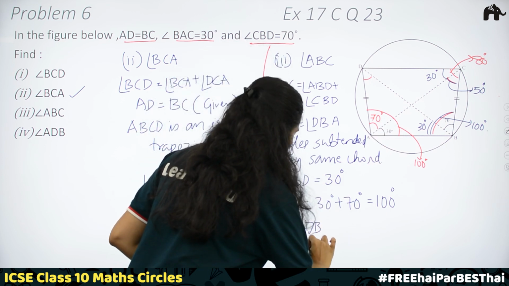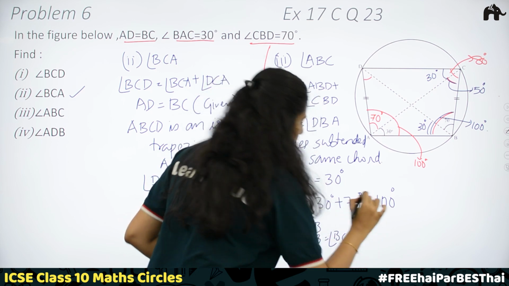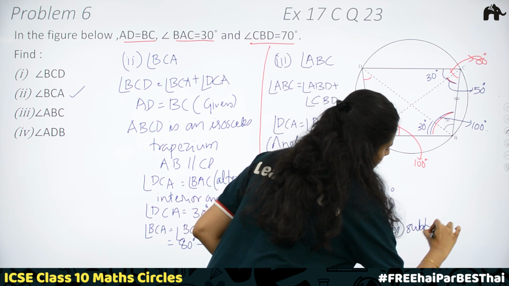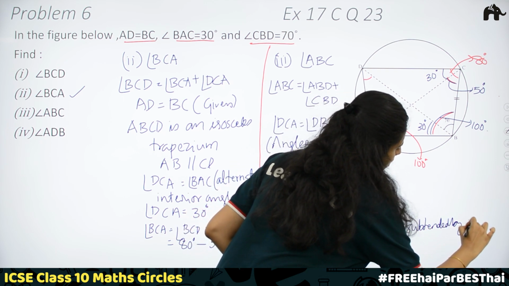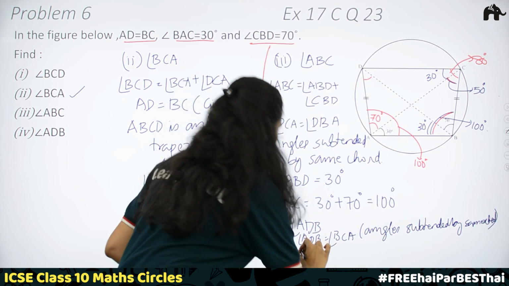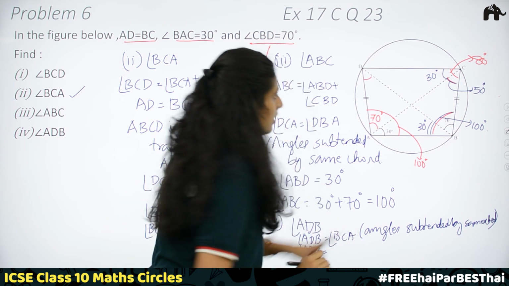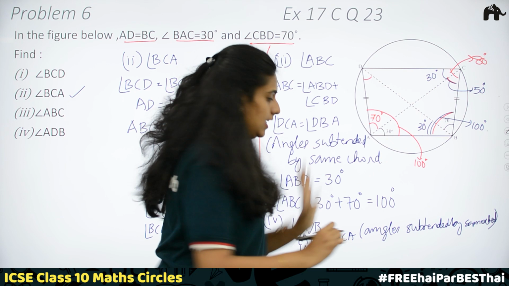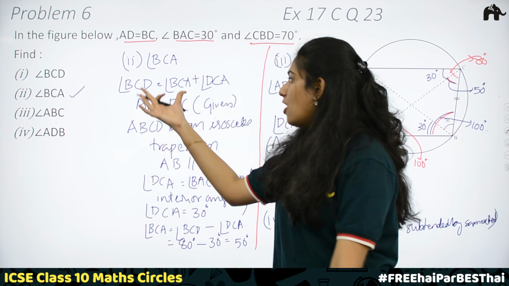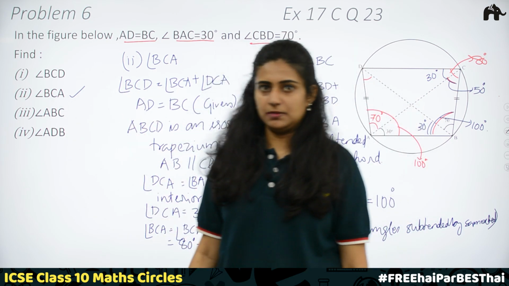We have angle ADB equal to angle BCA, angles subtended by the same chord. Then what is the value of ADB? ADB is equal to BCA. BCA is 50 degrees. Clear? We have found all four angles, that is BCD, BCA, ABC and ADB.